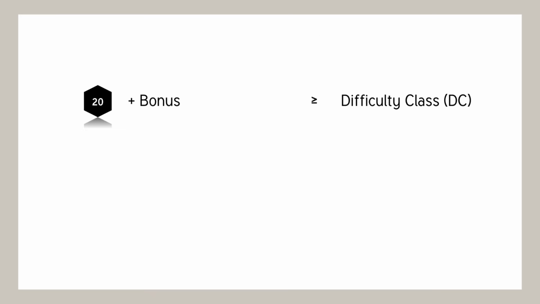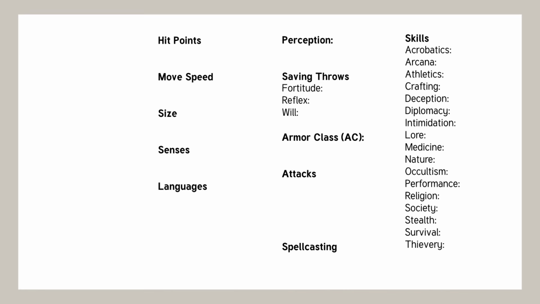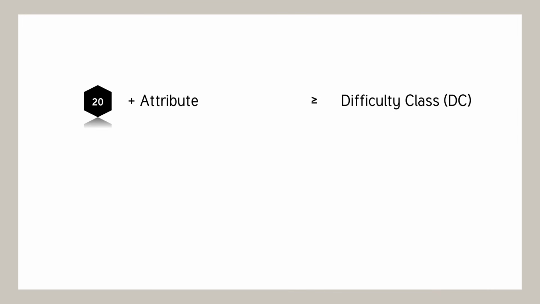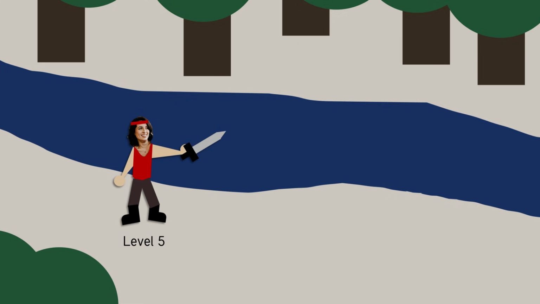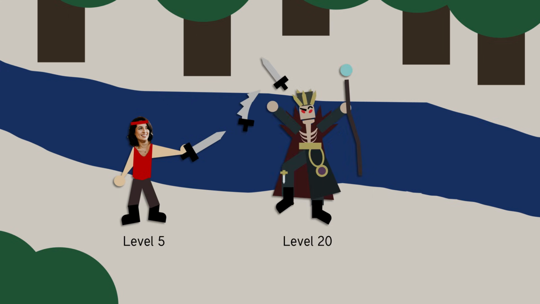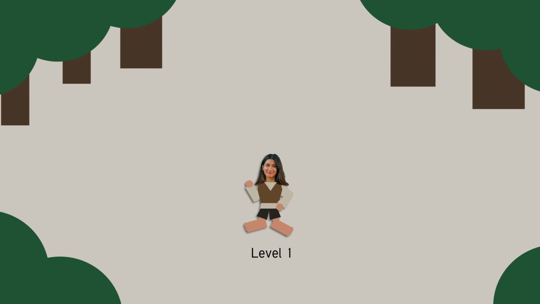How do you determine this bonus? Your bonus to your d20 roll in each of these tasks is based on a relevant attribute and your proficiency at that task, which is also related to your level. Your level is how powerful you are. A level 5 character is like an Olympian or an elite soldier. A level 20 character, max level, is next to godlyhood. You'll probably start at level 1.